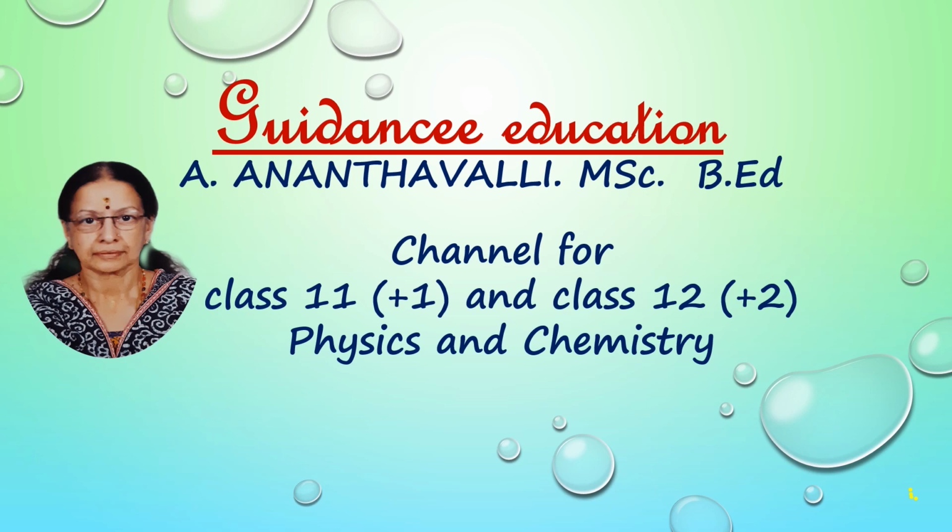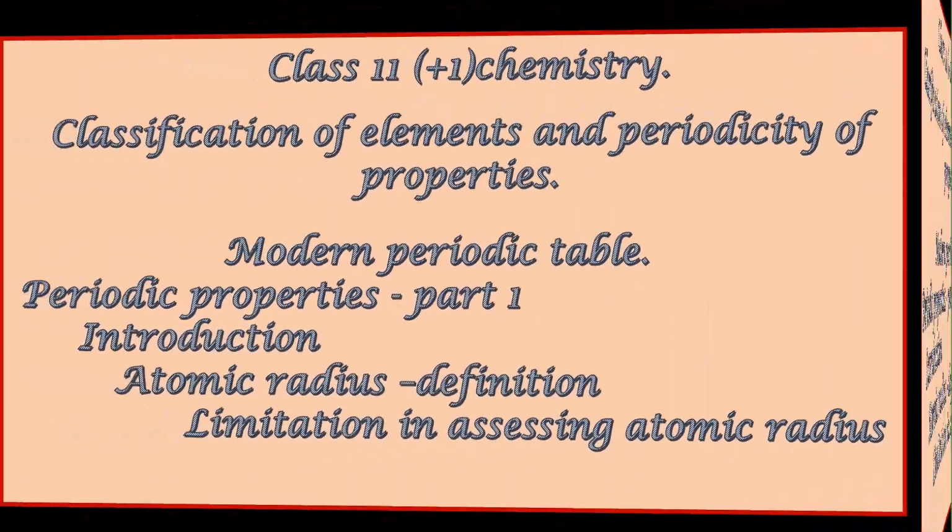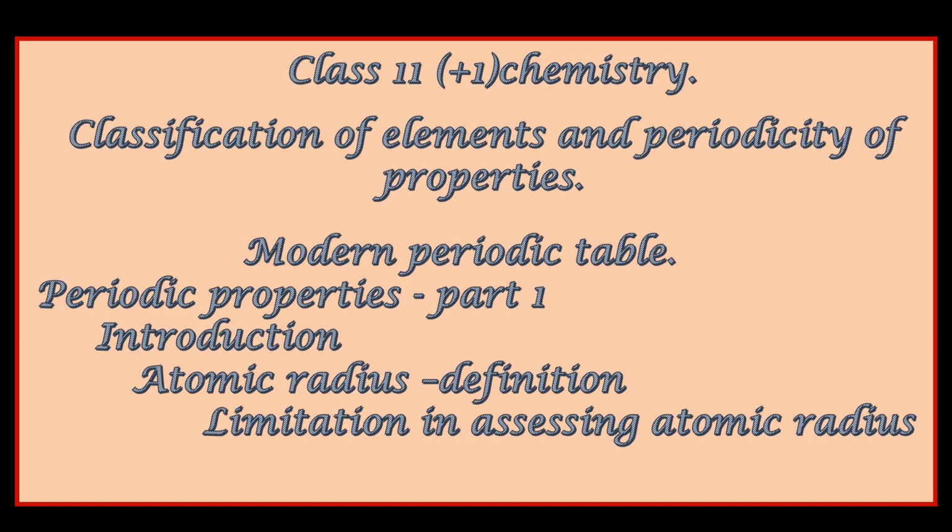We will see the topic that is discussed in this video. In this video, we are continuing class 11 chemistry, classification of elements and periodicity of properties. Under that, modern periodic table and subtopic periodic properties part 1. We will do introduction, atomic radius definition and limitation in assessing atomic radius.